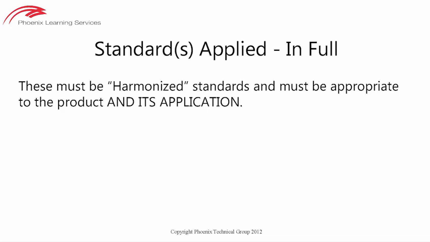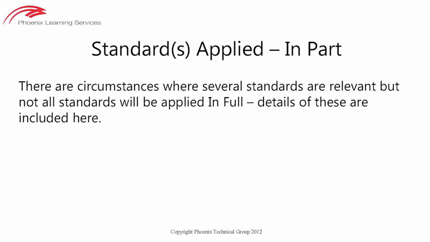Next, the standards applied in full. These must be harmonized standards. Quoting a UL, CSA or any other non-harmonized standards really has no value in a declaration of conformity, nor does it have in the technical file. There will also be standards which you may apply in part. If, for instance, you have an industrial controller which may be under the machinery directive, which has an RS-232 output, which in part would be connected to an IT product and need to be reviewed or assessed to the IT standard 950.